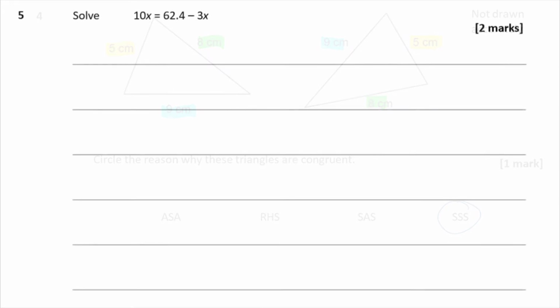That one there. Question 5, solve 10x equals 62.4 minus 3x. Okay, now the first thing I notice, I've got x's on both sides here. So I'm going to collect them together first by adding 3x to both sides. Okay, so that's going to give me 13x equals 62.4 then, isn't it? So it should just be a matter now of dividing both sides by 13 to find out what x is.